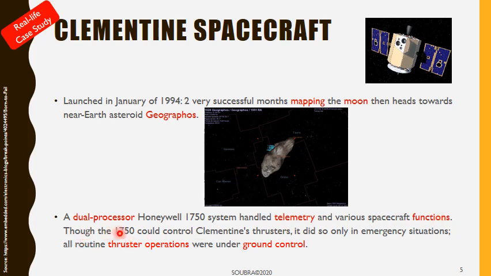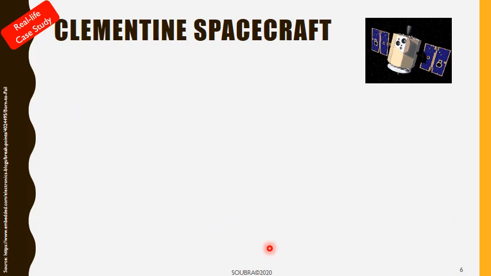Note that the 1750, so the embedded system here, could control the thrusters. So this is what makes the spacecraft move around, right? However, it did so only in emergency situations. This means that it was not normally meant to control the thrusters, just in emergencies. And the thrusters operations were controlled from Earth by ground control. Alright? So the Clementine spacecraft moved around using commands sent from Earth. So what happened? Let's see.